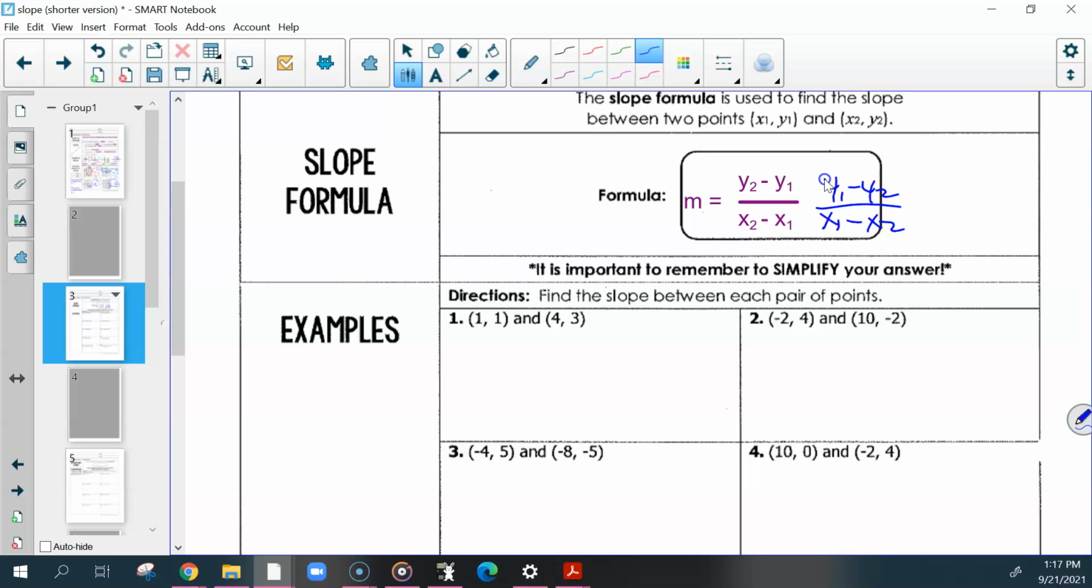What cannot be switched are the x's and the y's. So we can't put the x's in the numerator. They need to stay in the denominator. It's always that rise over run.